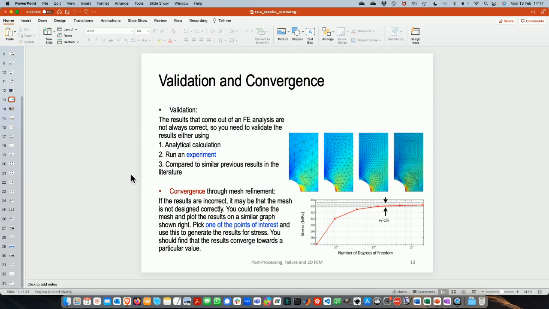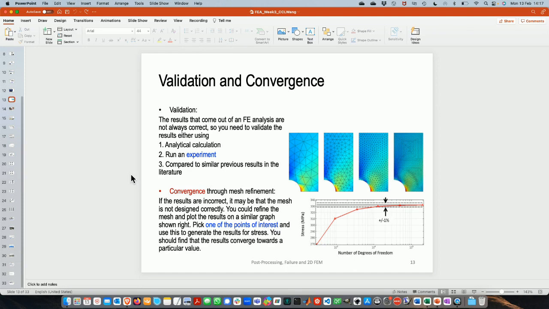Now we also have to look at the details of what kind of elements we are using. Are you using a first order element, second order element? Does this kind of element work for this kind of material? There are a lot of other nitty-gritties that you have to go into, but this is a very, very basic check that you can do without having to worry about it.